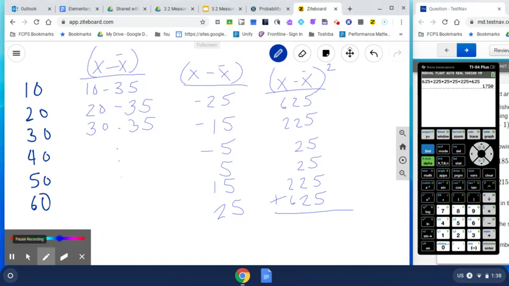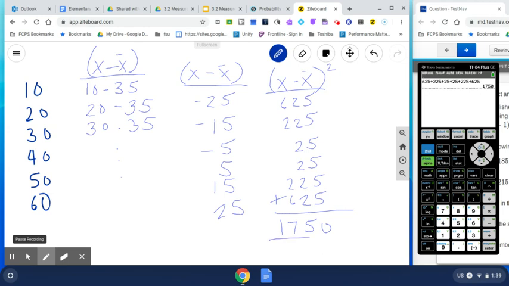I get a sum of 1,750. Now, the formula does say that we're going to divide this by n minus 1. We're not just going to divide this by the number of numbers because we're finding a sample variance. In order to find sample values, you're going to divide by the sample size minus 1. If this represented a population of data points, then we would just divide by n.